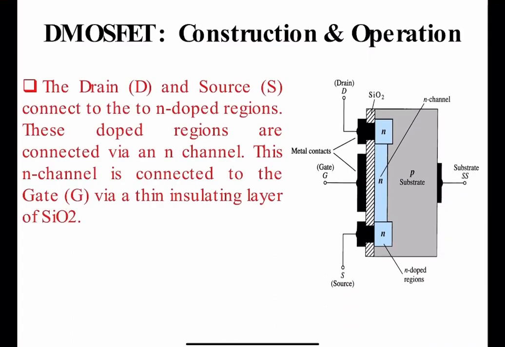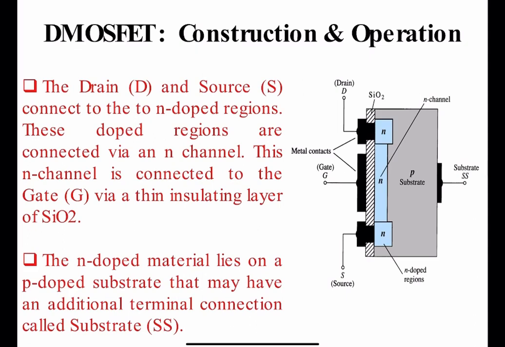Now come to the construction and operation of the MOSFET. In this figure you can see drain and source are connected to N-doped regions. These regions are connected to each other via an N channel. The channel is a path through which current flows. This channel is connected to the gate through an insulating layer, that is a silicon dioxide layer, which provides insulation between the gate and substrate. The N-doped material lies on a substrate that has an additional terminal, that is the substrate.